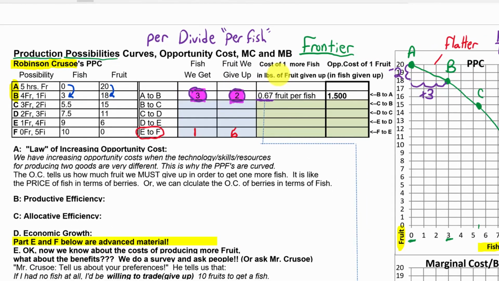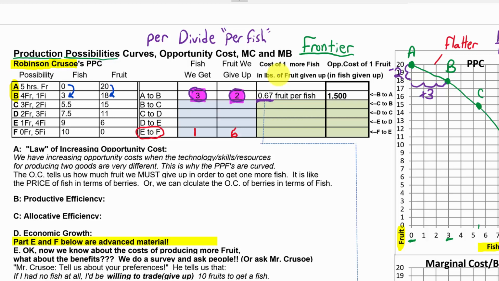Except instead of saying it's negative fruit per fish, the negative is kind of implied because we're saying that you're losing 0.67 fruit per fish that you got. It just means that you're getting more fish than you're losing in fruit. That's why that number's less than 1. So this is the same calculation we did when we calculated the slope.